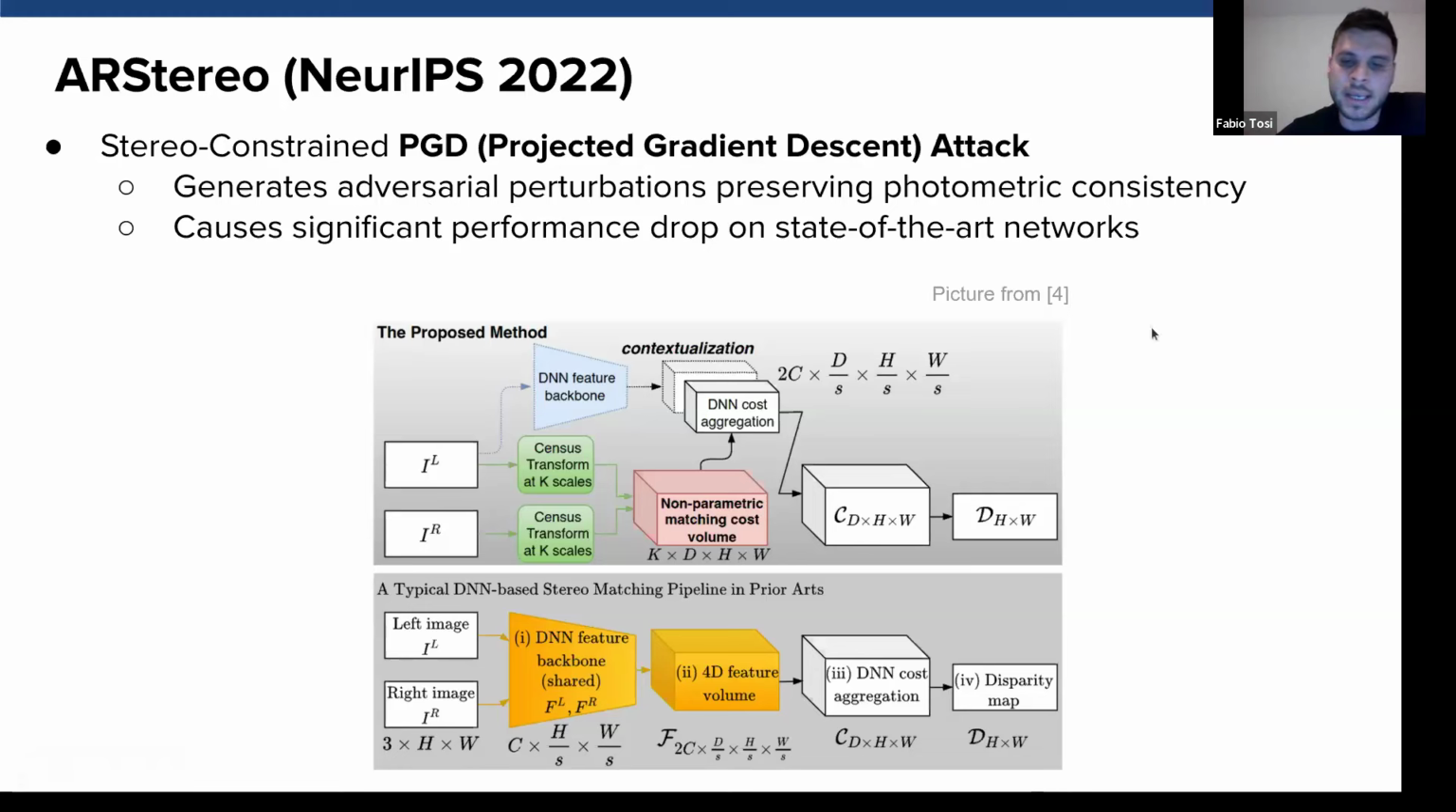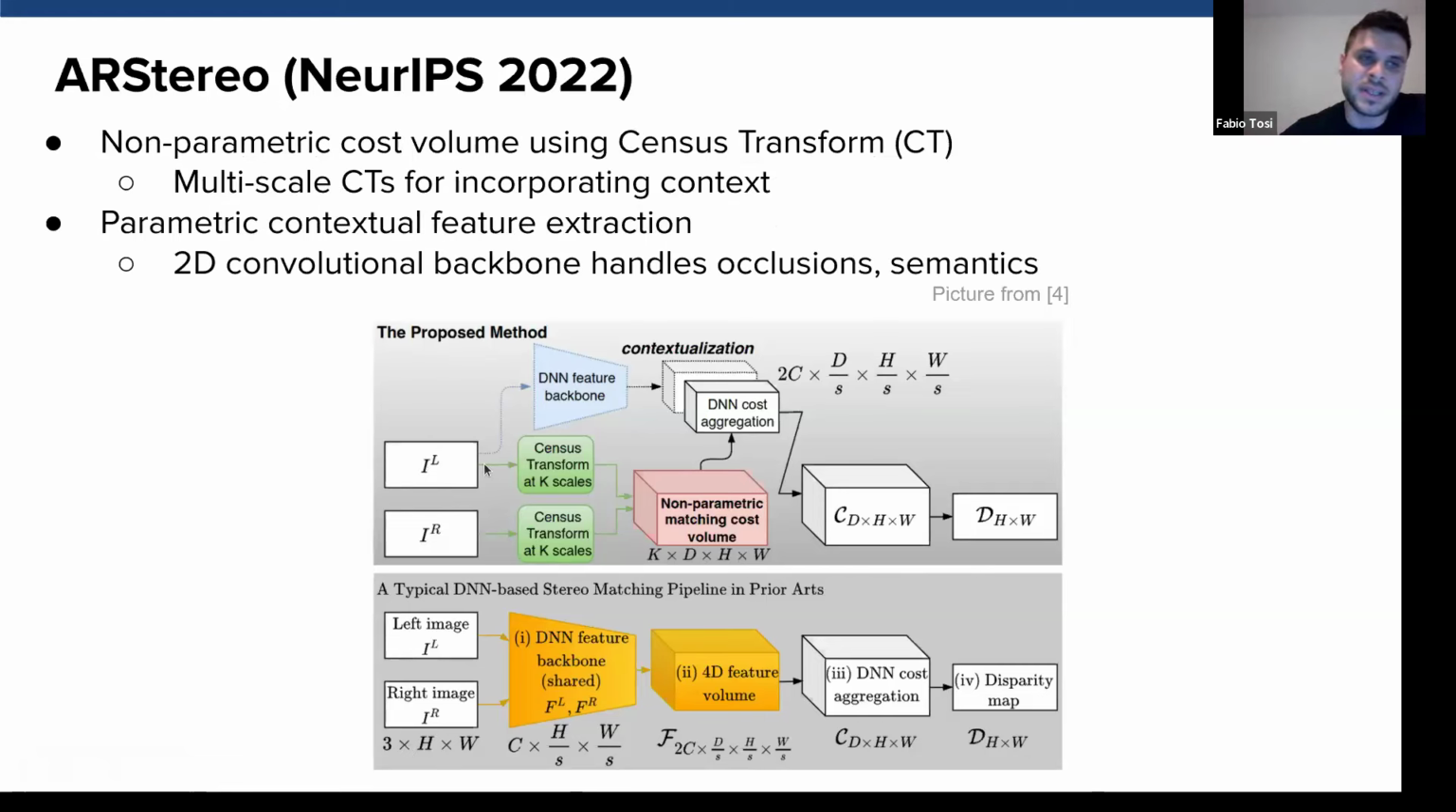Also in this case, we can see the differences between the standard end-to-end 3D stereo architectures that we discussed so far and the proposed methodology. You can notice here, as with the matching space networks, the idea is to use a combination of non-parametric cost volume using the census transform operator at different scales to enlarge the context. And then they also use this parametric contextual feature extraction module. Instead, in this case, it is a learned component, and it is used to solve problems on textureless regions, occluded regions, thin structures, and so on.